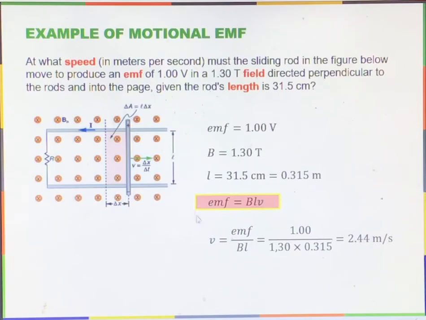Because I know that the induced EMF is given by the strength of the magnetic field times the length times the speed, I can substitute this equation to get the speed equal to the electromotive force divided by the strength of the magnetic field times the length. If you do that, you get about 2.44 meters per second.